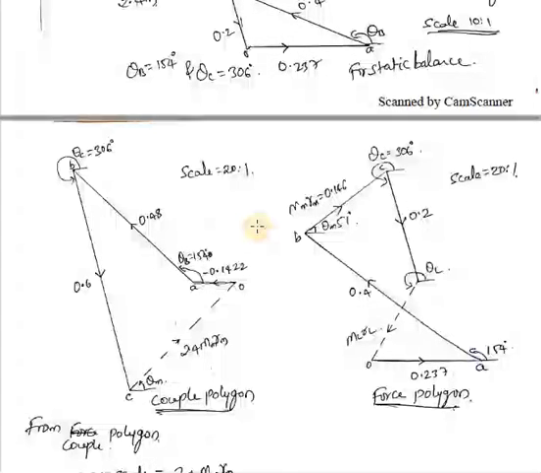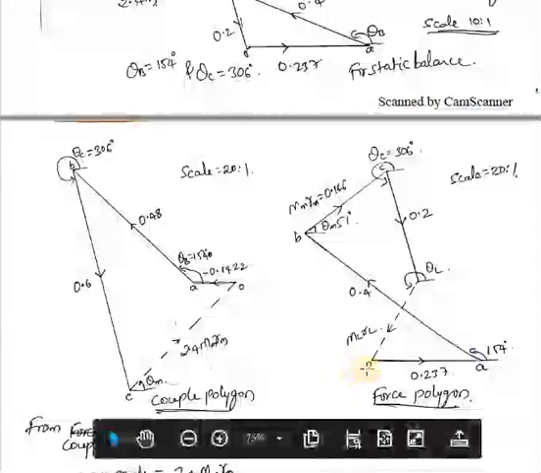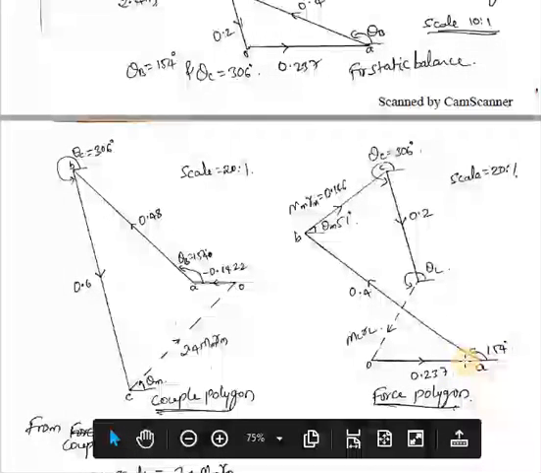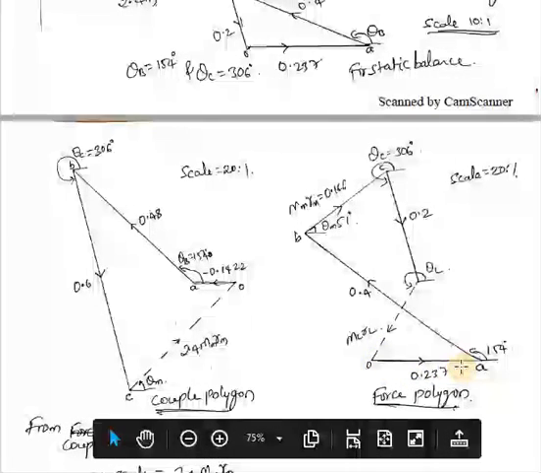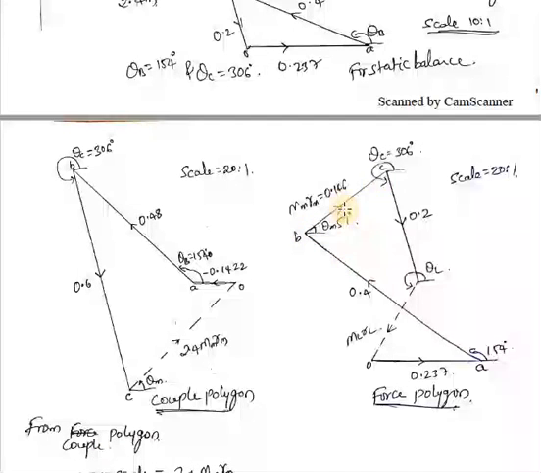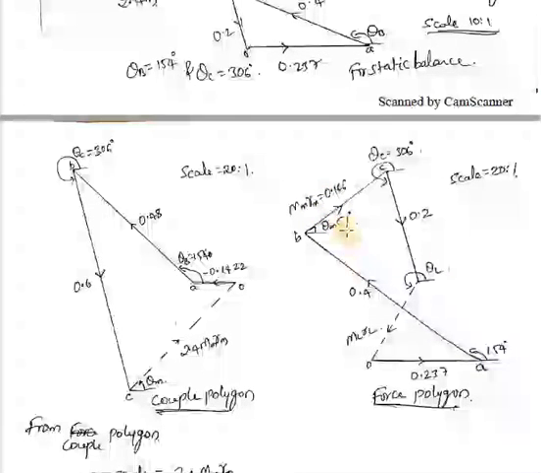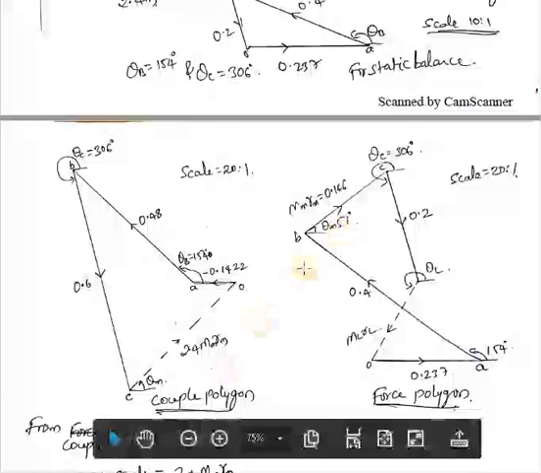Then now we'll consider the force column. First, start from O to A, the length of the line should be 0.237. Here I am drawing in this direction because it is with a positive sign. While constructing the couple polygon, we started in the other direction because the first term is with the negative sign. So O to A, then A to B should be 0.4 and the angle is 154, and B to C, the length should be mm into rm, which you have got from the couple polygon, and the angle is 51 degrees. Again, this angle also I got from the couple polygon.